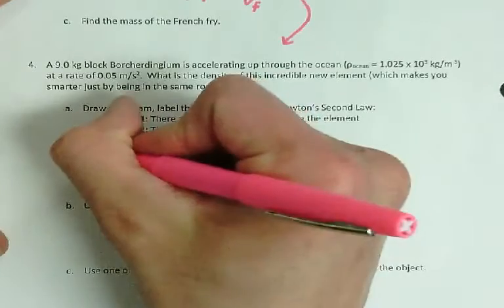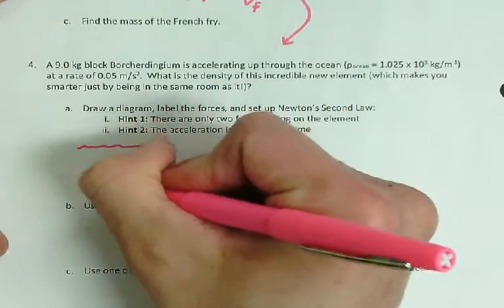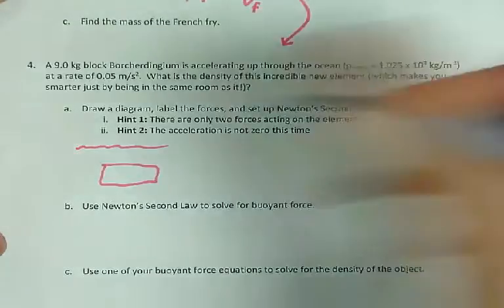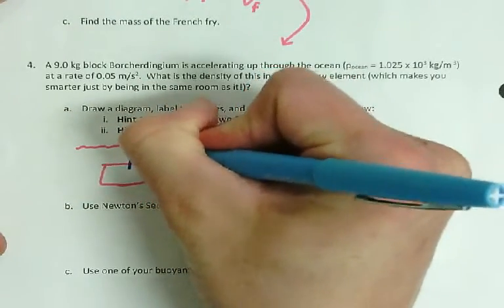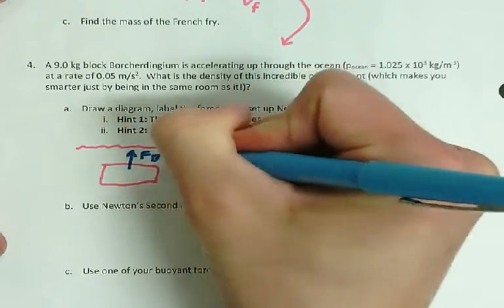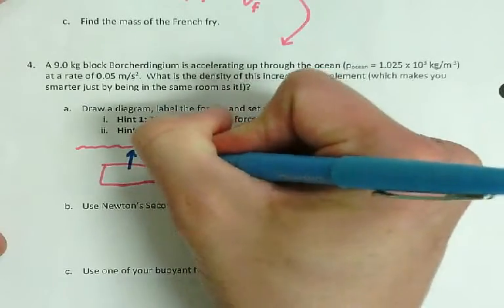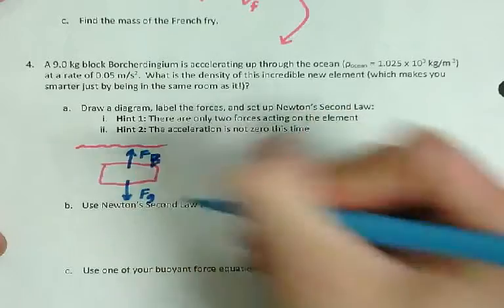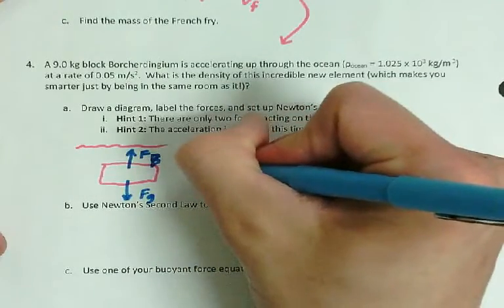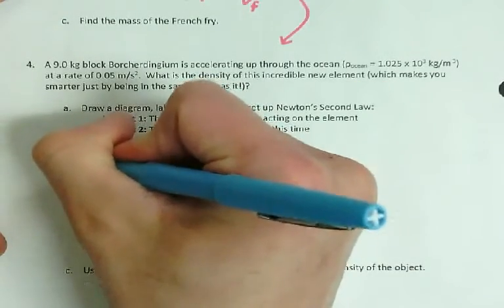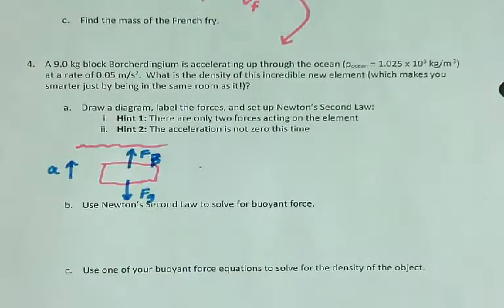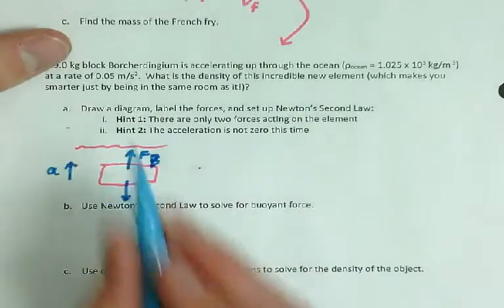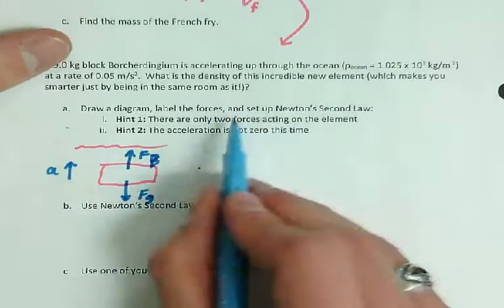So here is my water. Here's my object. It's going up through the water. So there are only 2 forces on it. Buoyancy up, because it doesn't say there's a lift force. There's not a push force. It's just buoyancy up, gravity down. And then there's an acceleration up. I'm going to draw the acceleration off to the side because it's not a force, but it's accelerating up. So, draw the diagram. Done. Label the forces. Done.